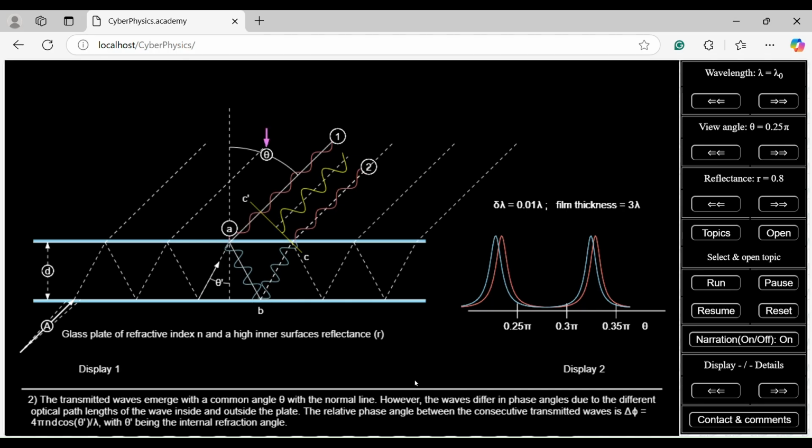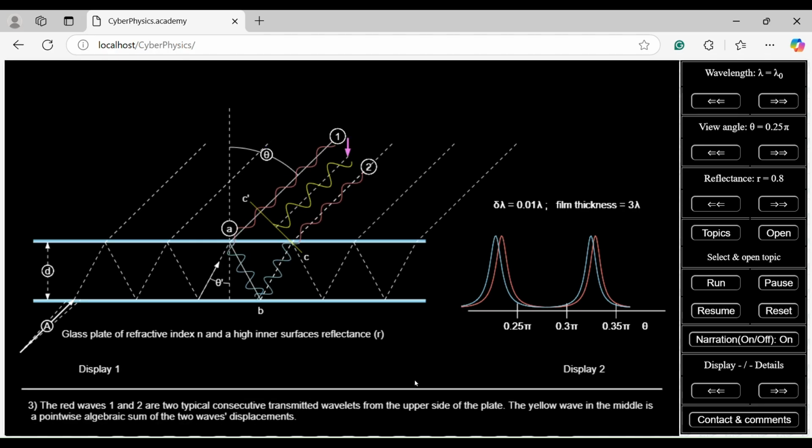However, the waves differ in phase angles due to the different optical path lengths of the wave inside and outside the plate. The red waves 1 and 2 are two typical consecutive transmitted wavelets from the upper side of the plate. The yellow wave in the middle is a pointwise algebraic sum of the two waves' displacements.